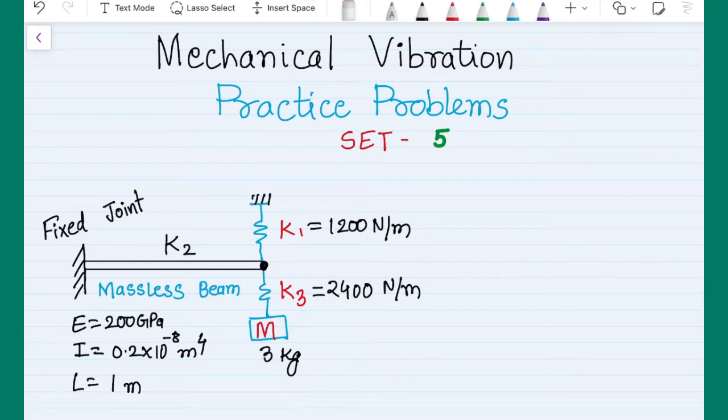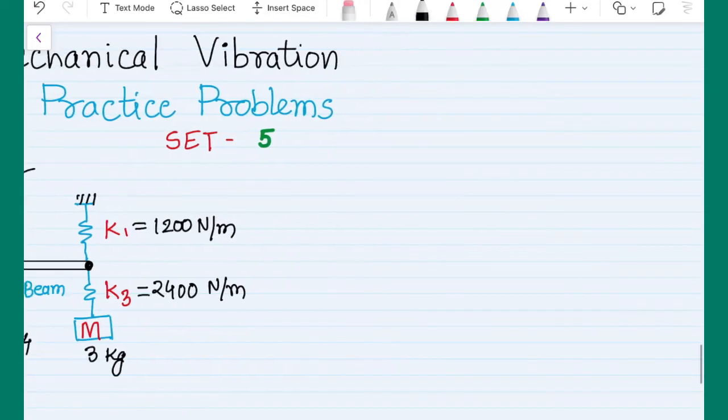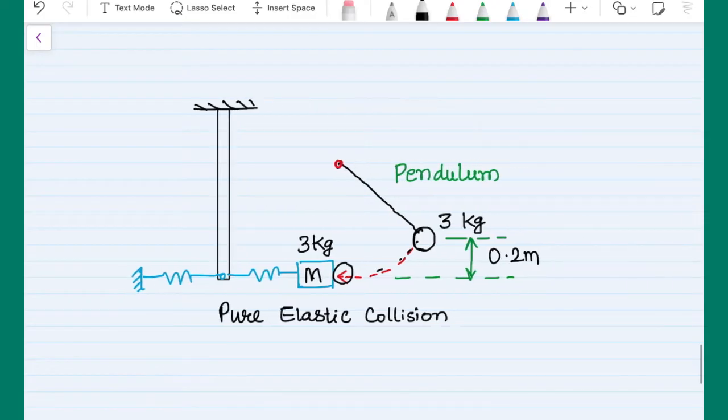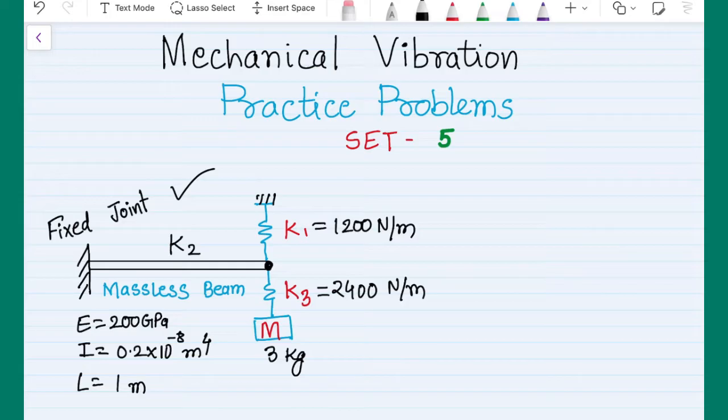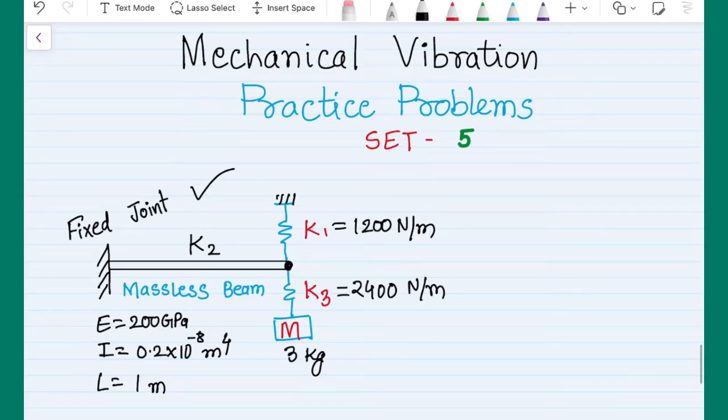In this problem set, we are going to solve two problems. In the first case, we are going to get the natural frequency of this system. And in the second part, for the same system, we will try to find the response for the free vibration case. This picture is just the same as we have seen, but it is just rotated by 90 degrees. So let's try to find the natural frequency of this system.